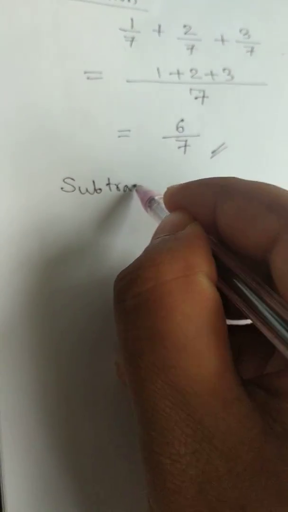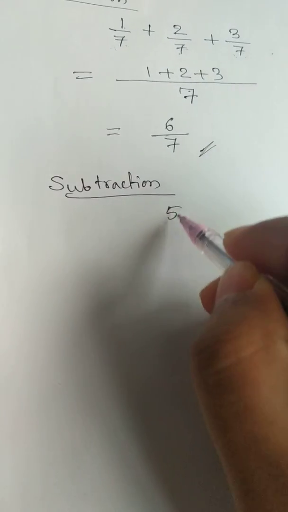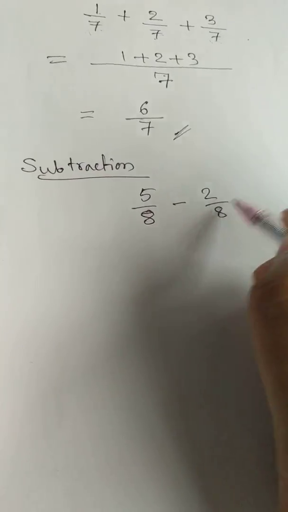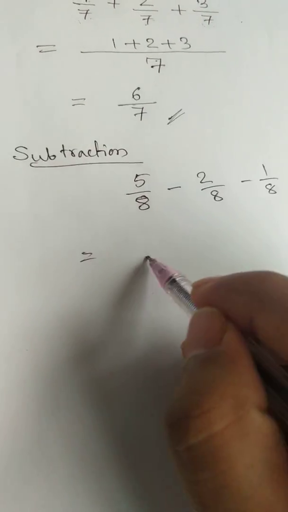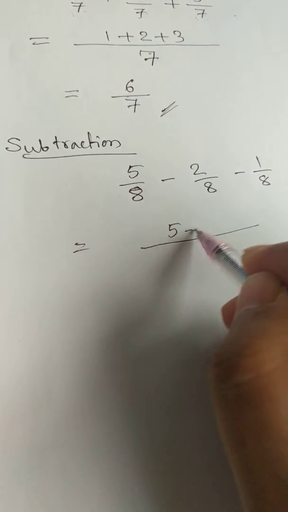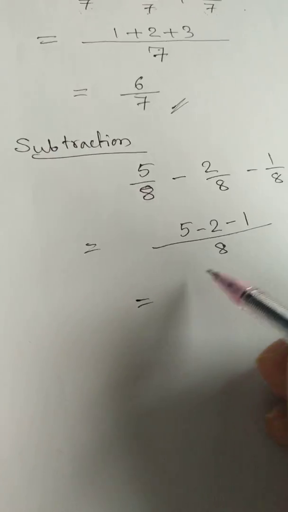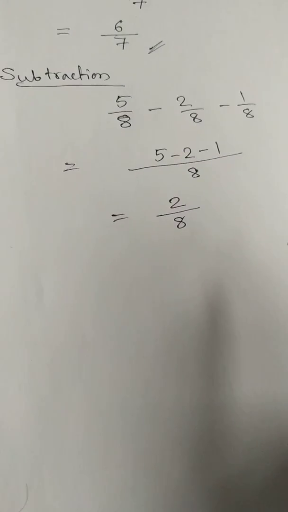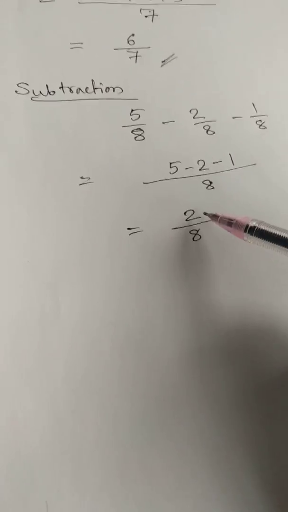Let's say 5 by 8 minus 2 by 8 minus 1 by 8. If you have same denominator, just do the subtraction of the numerators. So 5 minus 2 minus 1: 5 minus 2 is 3, 3 minus 1 is 2, so 2 by 8. Again, if you see that you can reduce a fraction, reduce it to its lowest term.